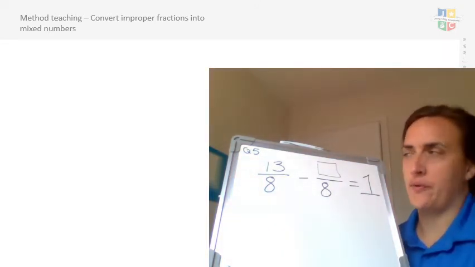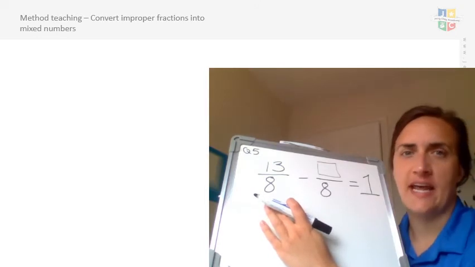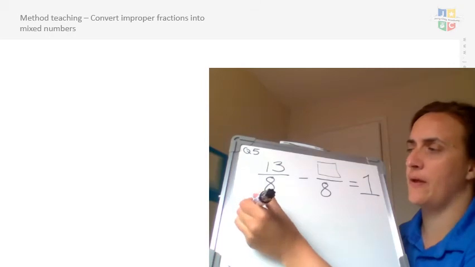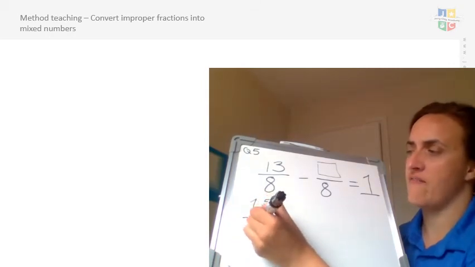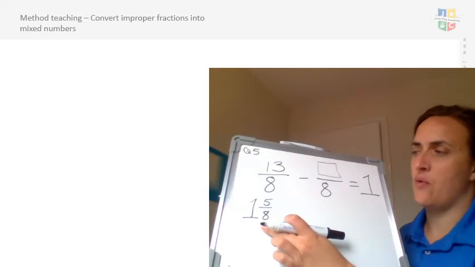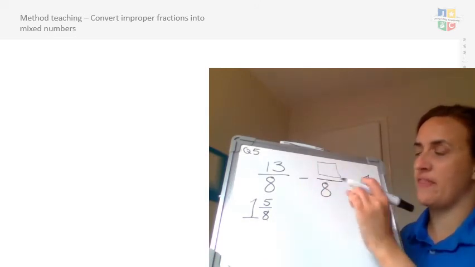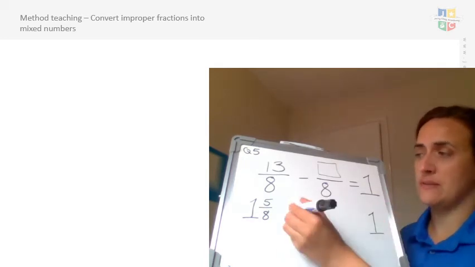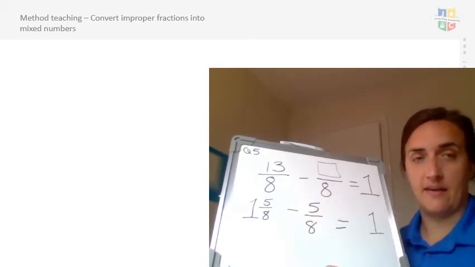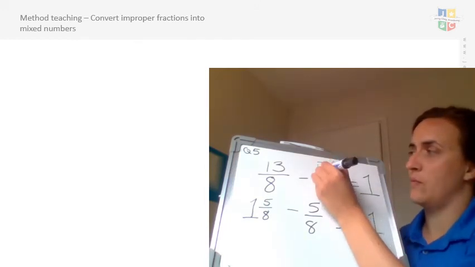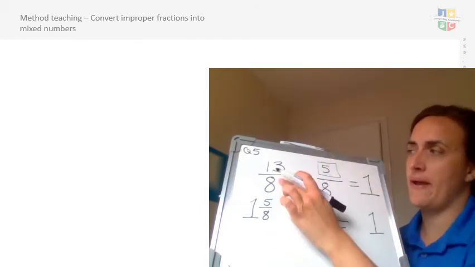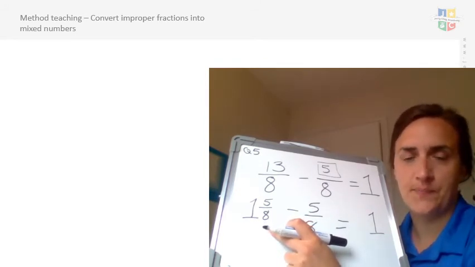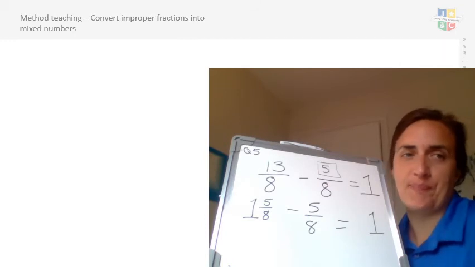So one way you could do it is to think, well, I know that 13/8 could be written as a mixed number. As a mixed number, that is 1 and 5/8. So then 1 and 5/8 take away something equals 1. And that must be the 5/8. So these questions could be done by first converting the improper fractions into mixed numbers. That's one way of doing it.